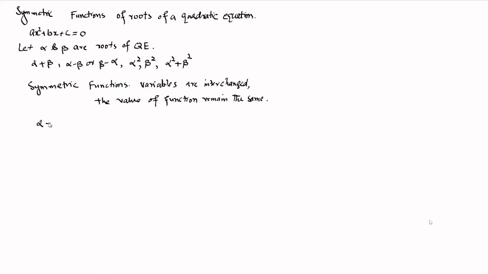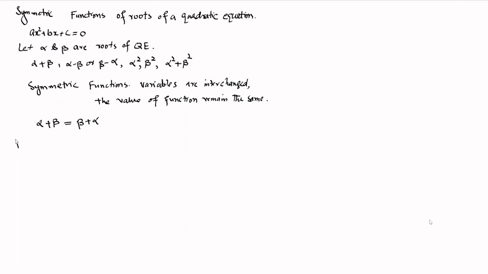Now, for example, alpha plus beta will equal beta plus alpha. We are interchanging its positions. We have interchanged alpha with beta and beta with alpha. The result will remain the same. Similarly, alpha minus beta and beta minus alpha, these are not symmetric functions. The value will change if we interchange the variables. Similarly, alpha square plus beta square will be the same if we write it as beta square plus alpha square. So we are considering the symmetric functions of alpha and beta in this session.